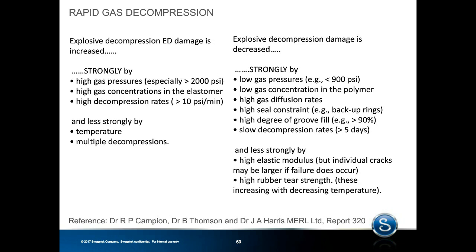So ways to manage rapid gas decompression would be understanding what your system pressure is, keeping your pressures low, below 500 to 600 psi. You also have to be aware of the concentration of the gas that's in your system and its ability to penetrate the seal. So you need to understand at what rate that gas is able to penetrate into the elastomer or diffuse into that material. That also has a big effect on whether rapid gas decompression is something that you need to take a look at in your system.